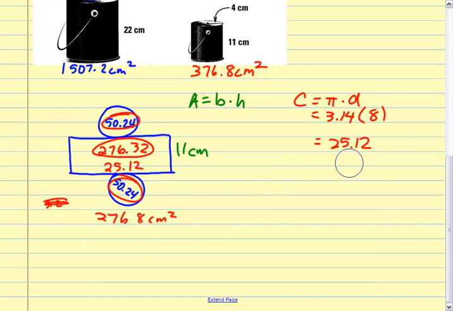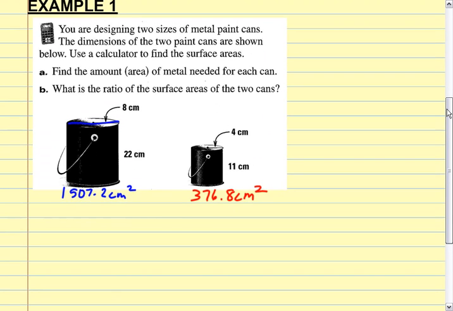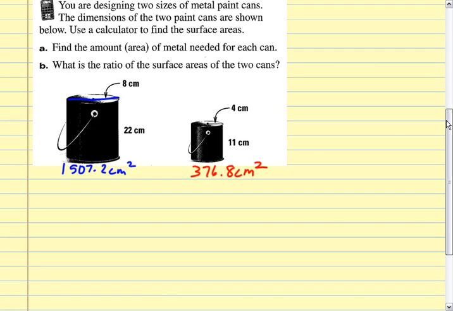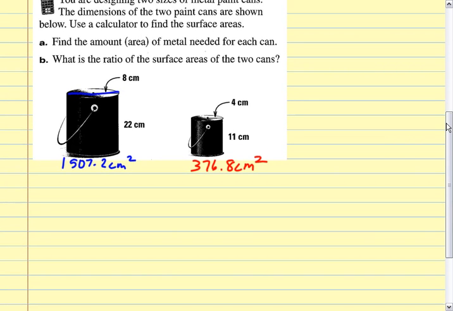We have found the surface area for those two cans, but they've asked us some questions about it. Find the amount of metal needed for each can. Well, we did that, right? We found the surface area for each can. Now we know how much metal. If we're making paint cans, we need to know how much metal to order in order to make those paint cans. Am I right? Okay.